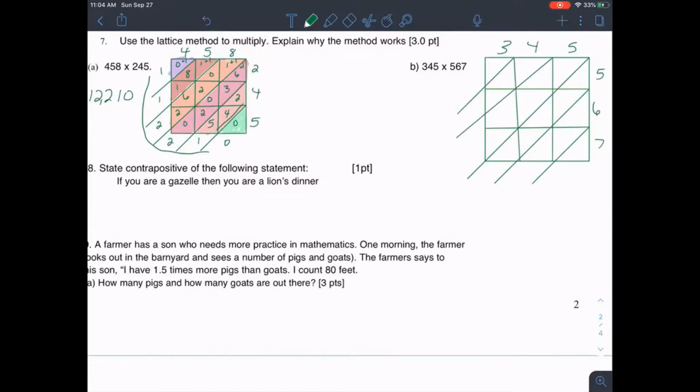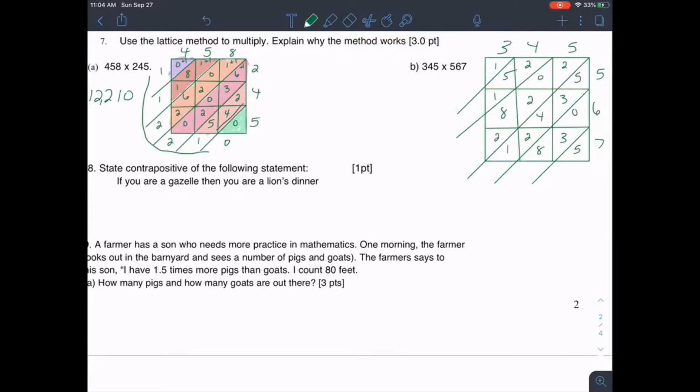Something like that. All right, so start multiplying. 5 times 5 is 25. 5 times 4 is 20. 5 times 3 is 15. 6 times 5 is 30. 6 times 4 is 24. 6 times 3 is 18. 7 times 5 is 35. 7 times 4 is 28. 7 times 3 is 21.